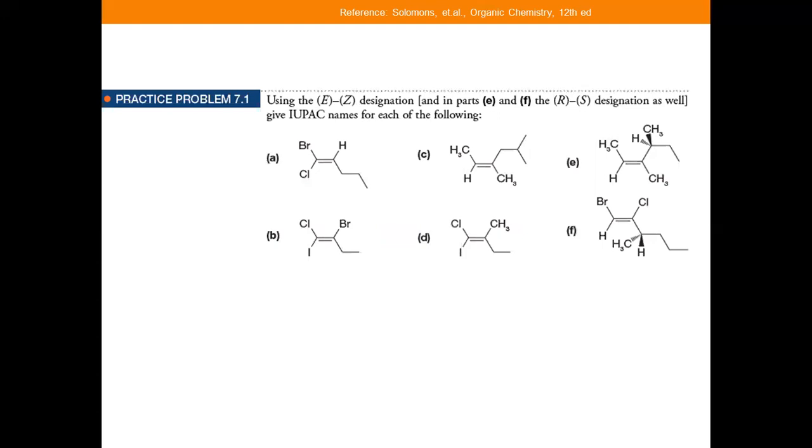Okay, let's practice letter A. Anyone? Can you tell whether it's a Z or E? Can we designate whether it's an E or a Z? Can I have a volunteer? Anyone?